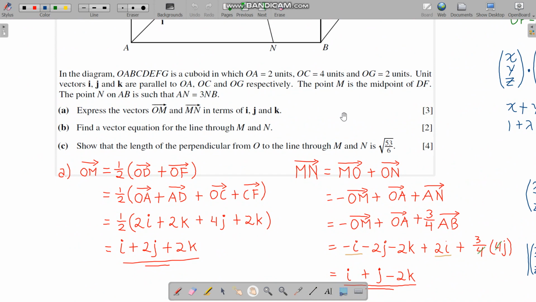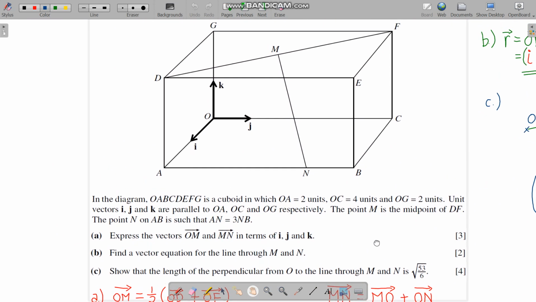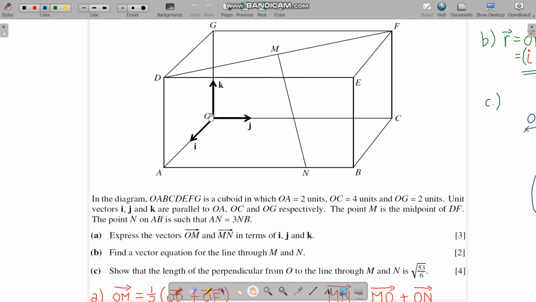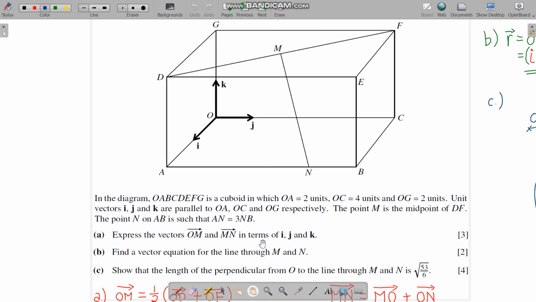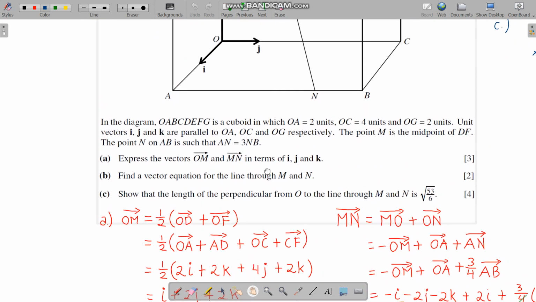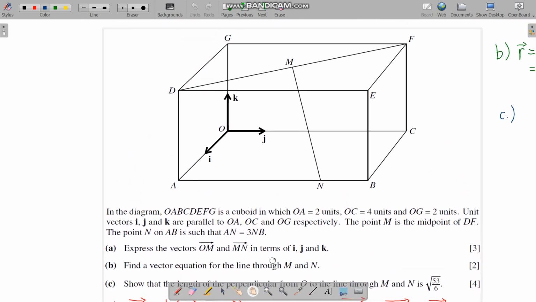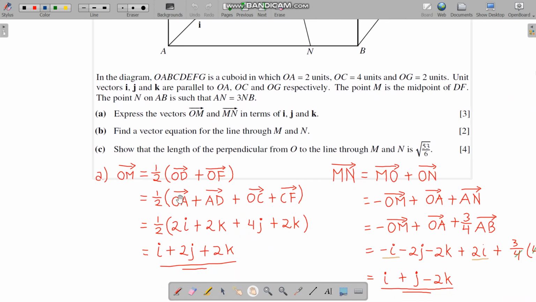Maybe one more question. Express the vector OM and MN. So OM, so from O to M. M is the midpoint, so you can go from O to A, and then from A to D, and then from D to M. That's possible. So here, oh yeah, OM is in the middle between D and F, so this is another way.